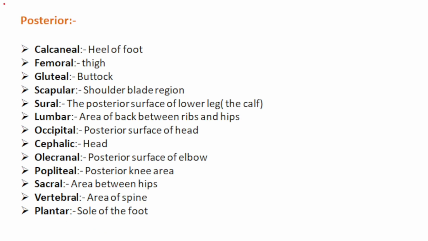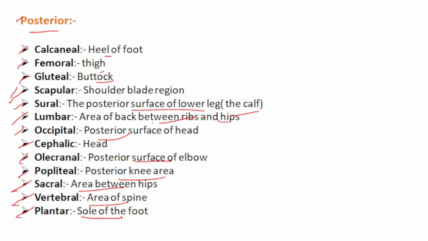Then there are some terms that we use for the posterior surface of the body. Calcaneal, heel of foot. Femoral, thigh. Gluteal, buttock. Scapular, shoulder blade region. Sural, the posterior surface of the lower leg or the calf. Lumbar, area of back between ribs and hips. Occipital, posterior surface of head. Cephalic, head. Olecranal, posterior surface of elbow. Popliteal, posterior knee area. Sacral, area between hips. Vertebral, area of spine. Plantar, sole of foot.